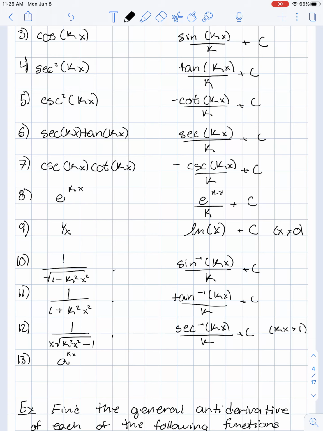These are going to be harder to see when you're given the derivative, because you're going to be like, whoa, what is that? That's why it's really good to know all of the inverse trig derivatives, because it's easier to see.